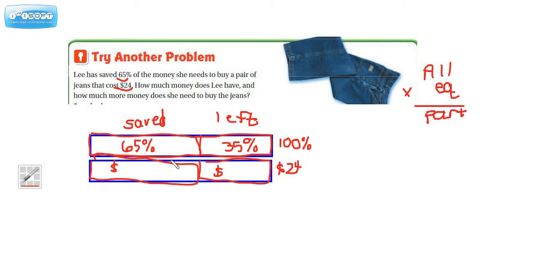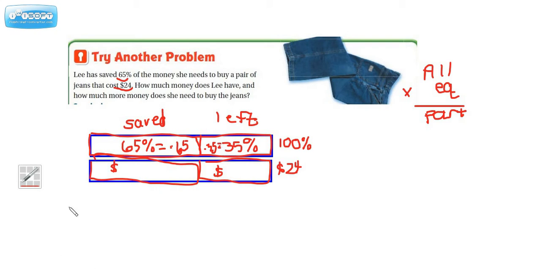All right, so that means if we turn this into a decimal, we could move it 1, 2 to the left to get that to be a decimal. So that's equal to 65 hundredths. And if we turn this into a decimal, move it 2 to the left, because remember percent means out of 100, that's equal to 35 hundredths.